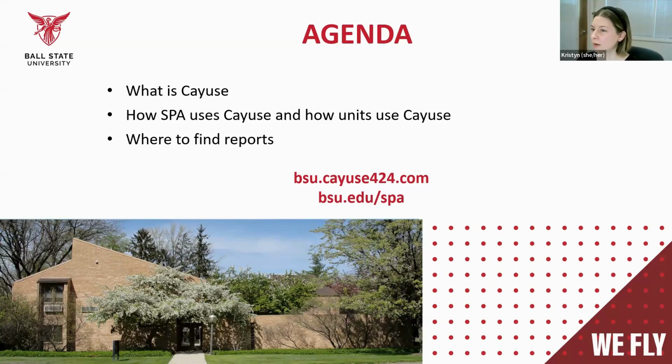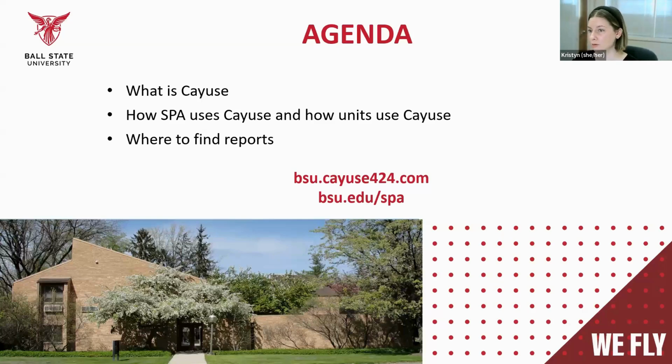But starting off, CAYUSE is the system of record for all sponsored projects activity at Ball State, meaning grants and contracts that sort of originate from outside the university. CAYUSE is used for developing and managing proposal submissions, as well as monitoring and tracking award activity throughout a project's life cycle. When proposals are undergoing development, they require routing and approvals from college leadership to ensure both programmatic and financial endorsement.